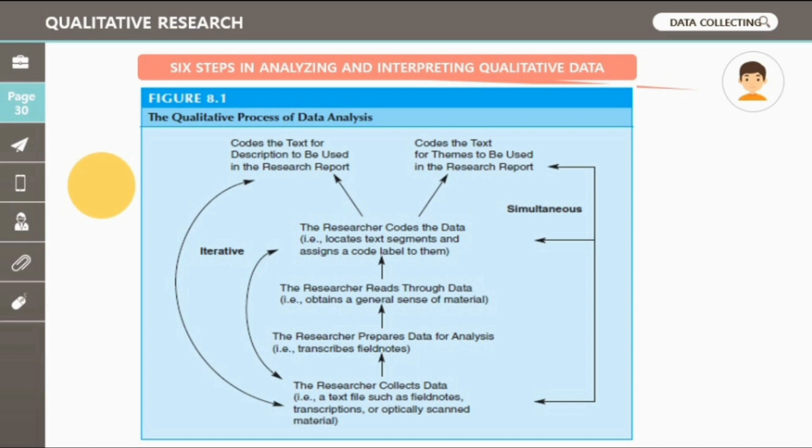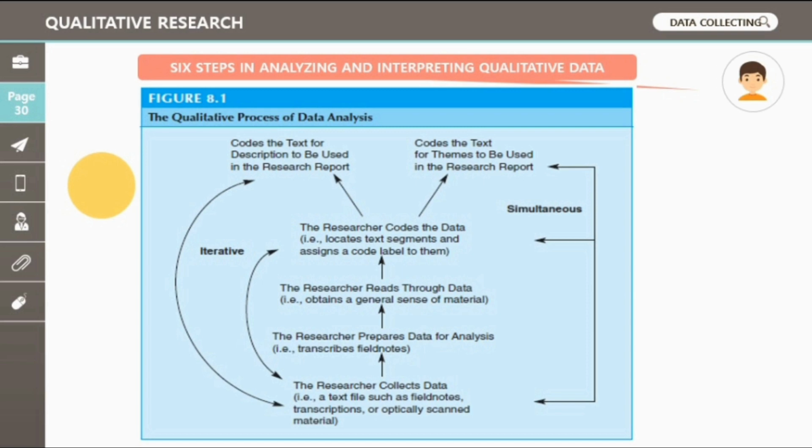It involves a simultaneous process of analyzing while you are also collecting data. In qualitative research, the data collection and analysis, and perhaps the report writing, are simultaneous activities. When you are collecting data, you may also be analyzing other information previously collected, looking for major ideas.